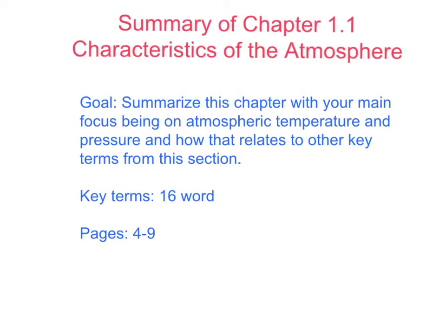To begin, you will complete a summary on Chapter 1.1. This section is on the characteristics of the atmosphere. Your goal for this summary is to summarize this chapter with your main focus being on atmospheric temperature and pressure, and how that relates to other key terms from this section.